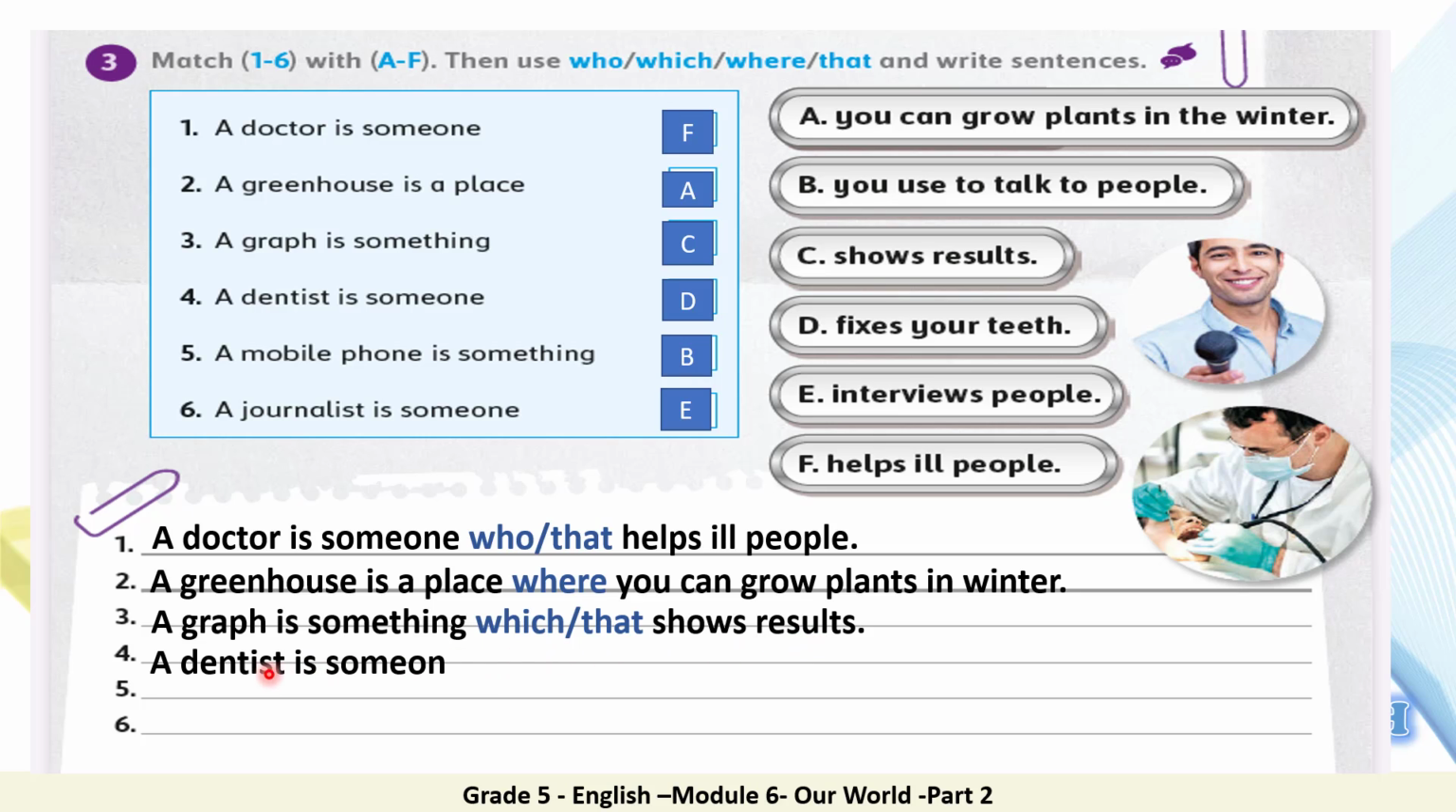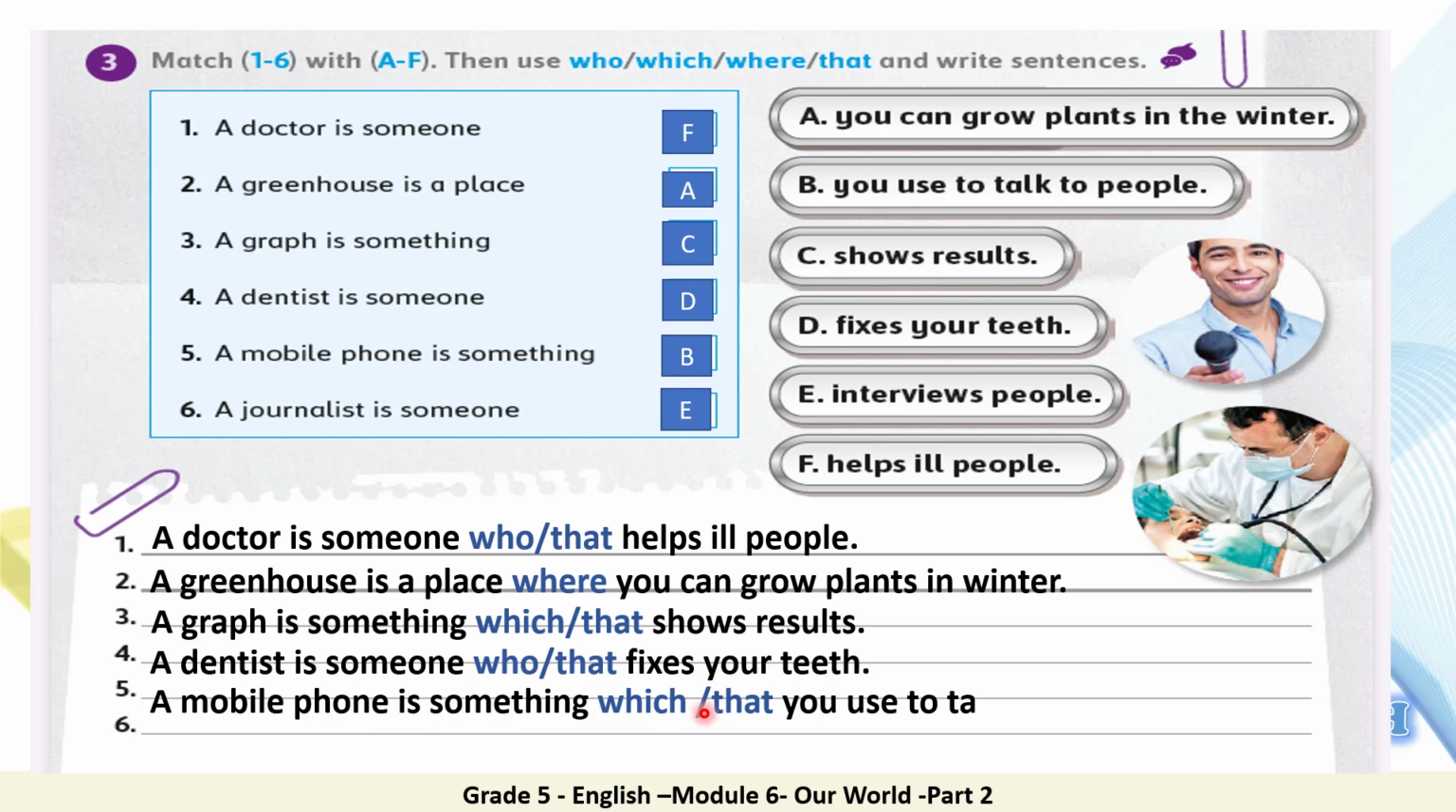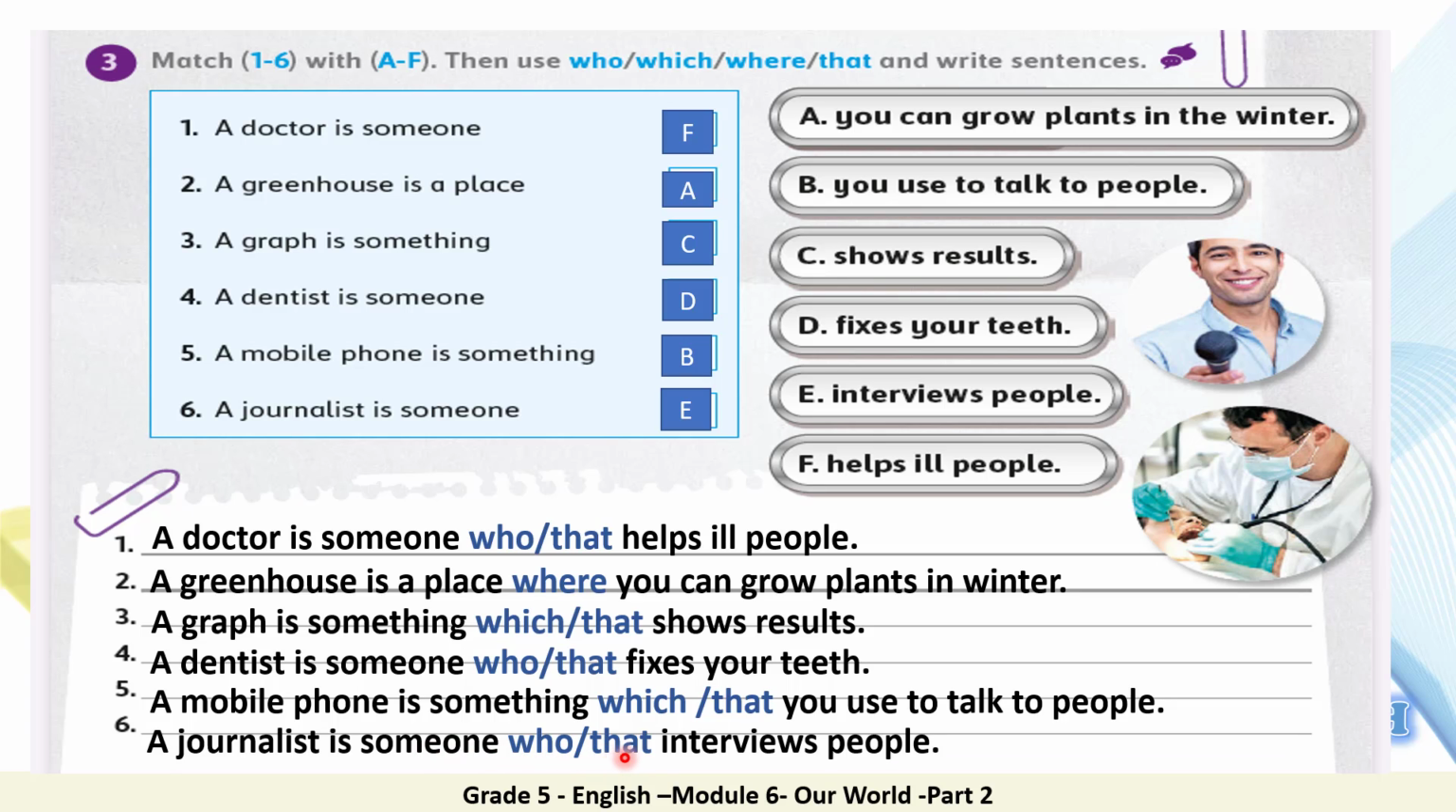Number 4, a dentist is someone who or that fixes your teeth. Easy, right? Number 5, a mobile phone is something which or that you use to talk to people. Number 6, a journalist is someone who or that interviews people.